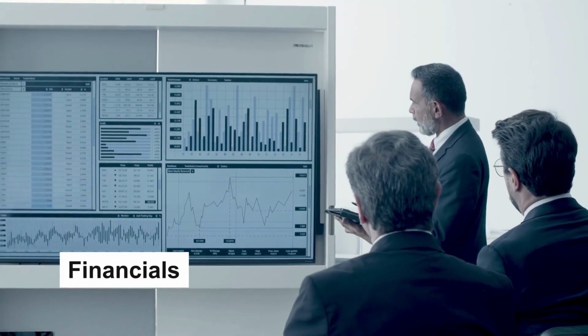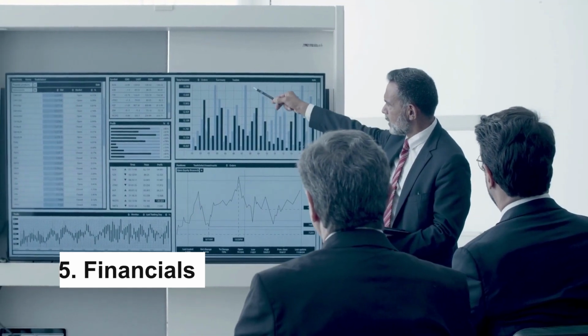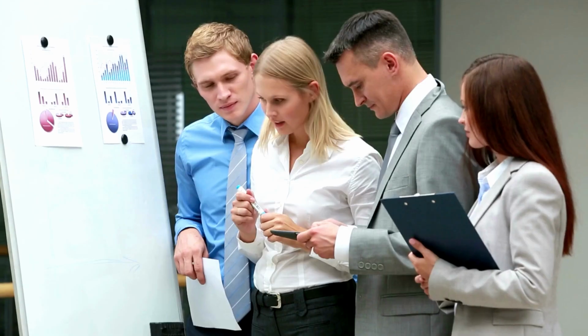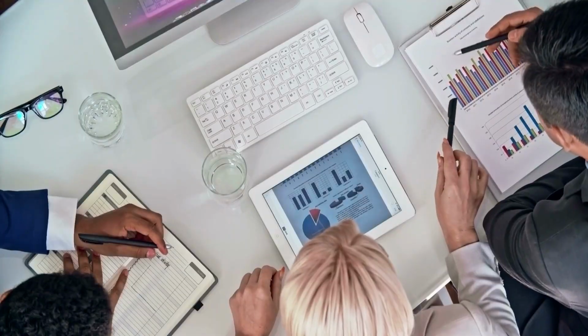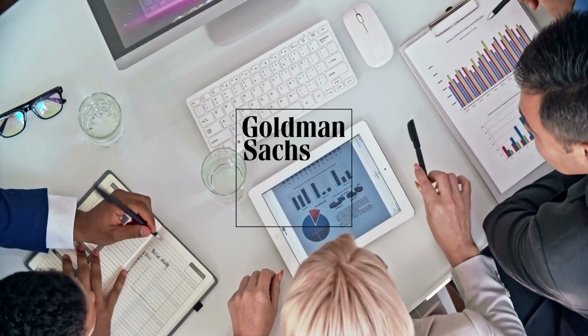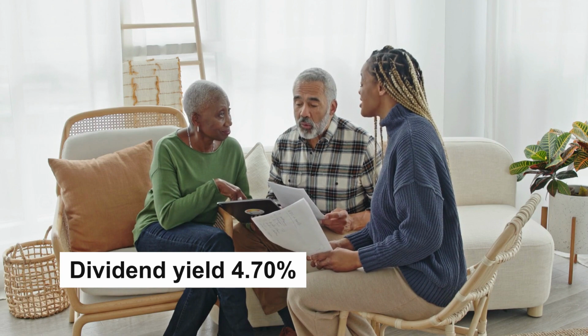The next sector is financials. Here we have a lower price-to-earnings ratio, which was 10.30 for last year's GAAP. This year's estimates are significantly higher, sitting at 89.7%. Goldman Sachs, as well as any other financial institution or bank, is an example of a company in the financial sector. This sector's dividend yield is a respectable 4.70%.